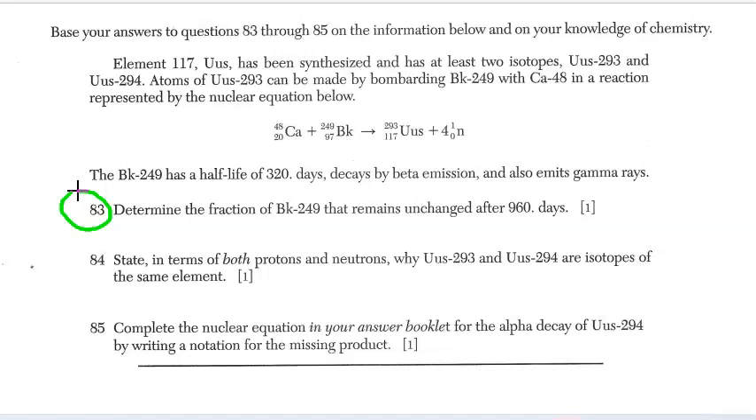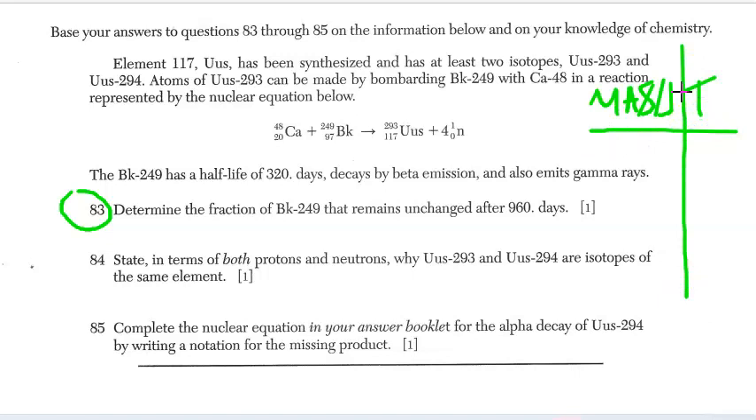What I like to have my students do is a chart, mass and time. I'm just going to put a T. After 960 days means what is left after 960. I'll put that at the bottom. We're starting at time 0, so that would be as if I click on a stopwatch right now, we go out 960 days.